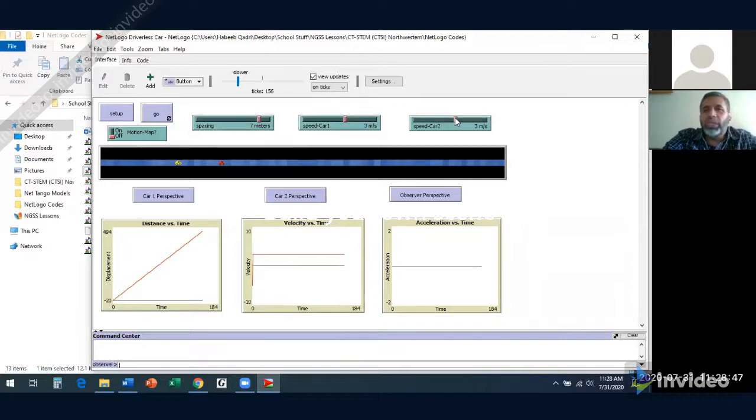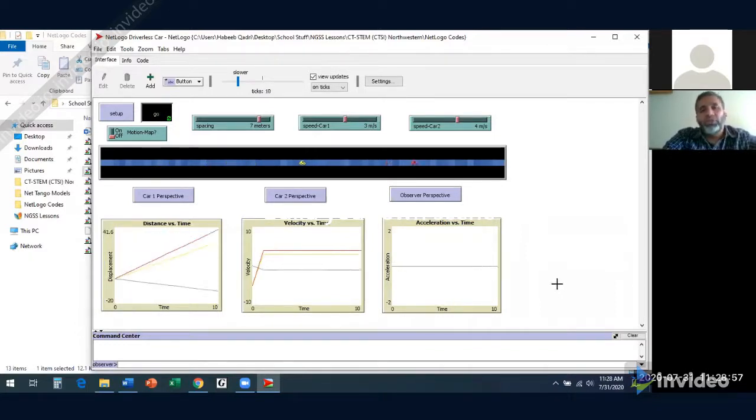But if I change the speed of one of these cars a little bit, then you'd see that the cars move with different speeds and different velocity, but eventually the cars will end up in a collision, because in a NetLogo model the world is wrapped around, so the faster car comes around from behind, and then there's an eventual accident.